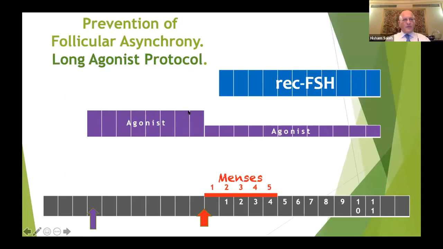In this period of agonist in the previous cycle, the suppression of FSH due to suppression of the pituitary will result in synchronization of the follicles, and no follicles will start to grow before the others. That's why you will have a more or less homogeneous cohort at the start of stimulation, and you will have much less asynchrony.